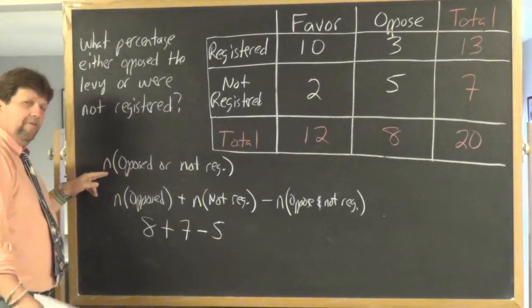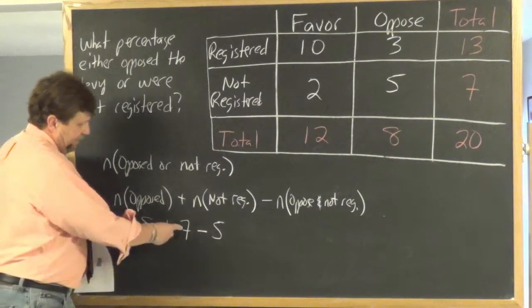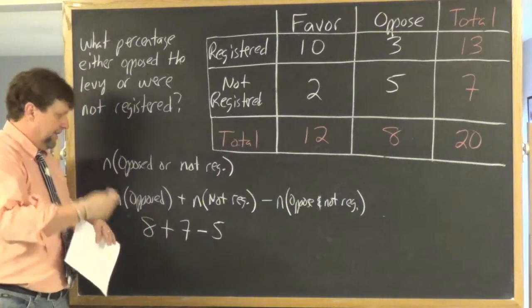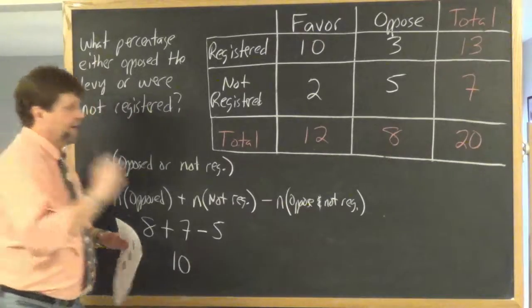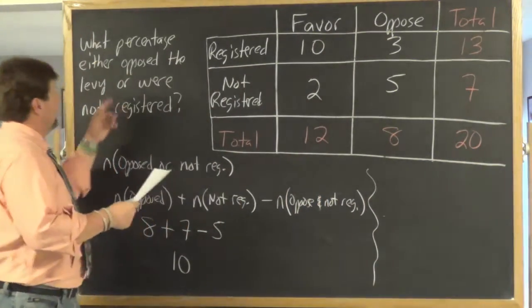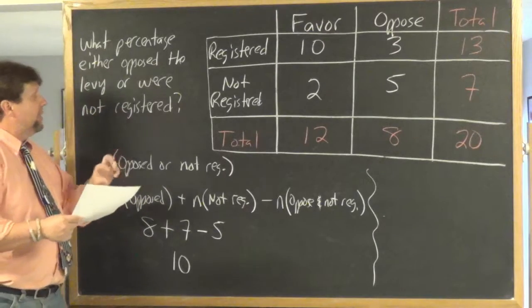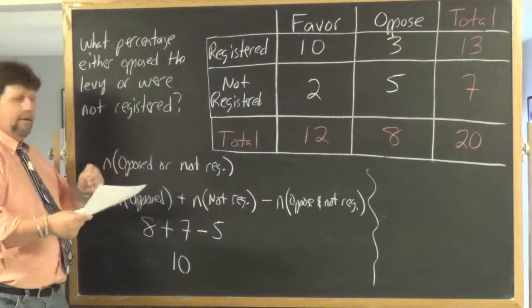So the number of people who were opposed or not registered, well, that's 8 plus 7 minus 5. 8 plus 7 is 15. 15 minus 5 is 10. So now I think we can try to get the percentage. Because the original question is what percentage either opposed the levy or were not registered.